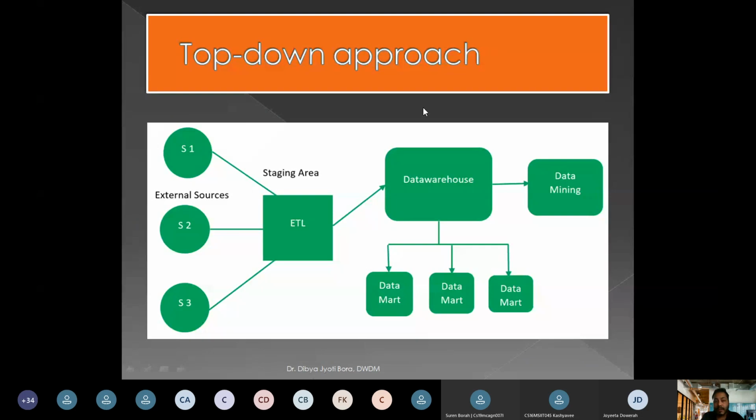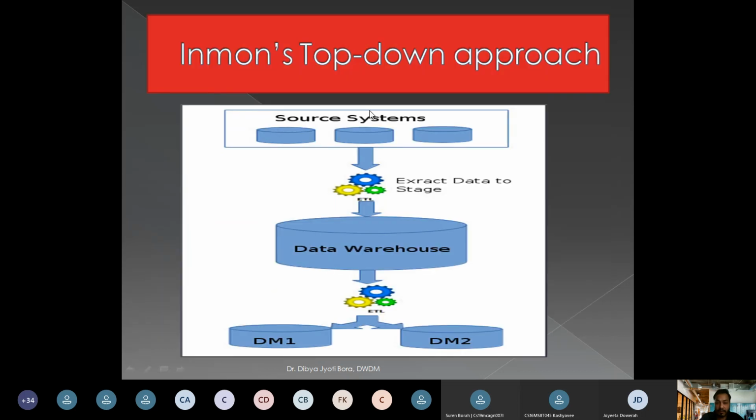The important thing is that here we are constructing the data mart after we load the data in the data warehouse, right? So after the ETL process, we have loaded the data in the data warehouse, and then we are dividing it into different subsets. This is the common or default approach. You can say data marts are being created. So this is Inmon's approach. Look at this figure again. Source systems, then extract data to the stage. Stage means the staging area, right? Then data warehouse. Then we are creating the data mart.